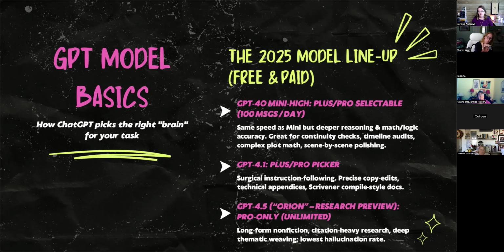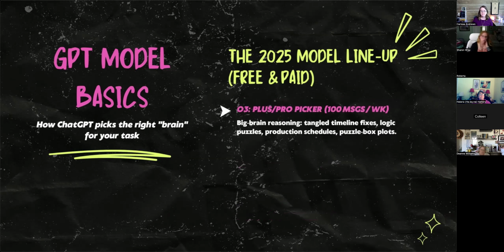4.5 is brand new. This is Orion. This is that research preview. It's only available in Pro. You do have unlimited access, which is kind of nice, because with the deep research one, I think you only have something like, I want to say, 50 chats per week. But that one goes, I think, a little bit deeper than this research preview. So this is long form nonfiction, citation heavy research, deep thematic weaving, and it has the lowest hallucination rate because it's one of the newest versions of ChatGPT.